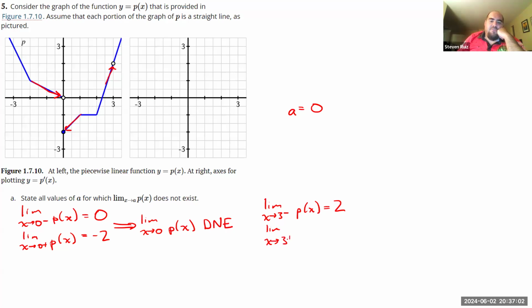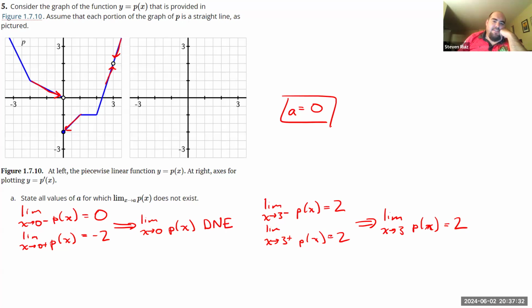What about when I approach 3 from the right? If I approach from the right, it looks like I also approach 2. So what does that mean for the two-sided limit, the limit as x approaches 3 of p of x? Since the one-sided limits agree, the two-sided limit must share that value. So I believe the only place where we have a limit that doesn't exist is at x equals 0.